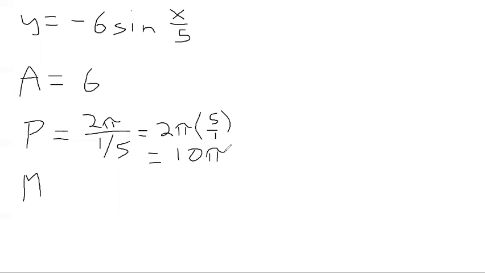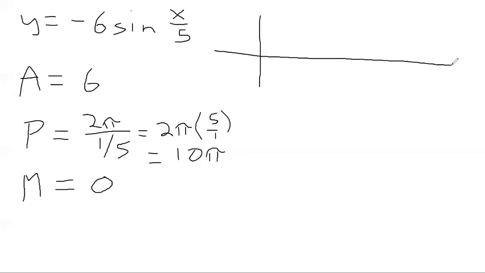So this is a much longer period than the original sine function because the x was being modified by division by 5. And if I look at my midline, I don't have any numbers being added or subtracted to the sine function, so I would say my midline is just at 0. It's going to be right on the x-axis. It has not been shifted up, it has not been shifted down, which does make things a little easier as we come over here to graph.